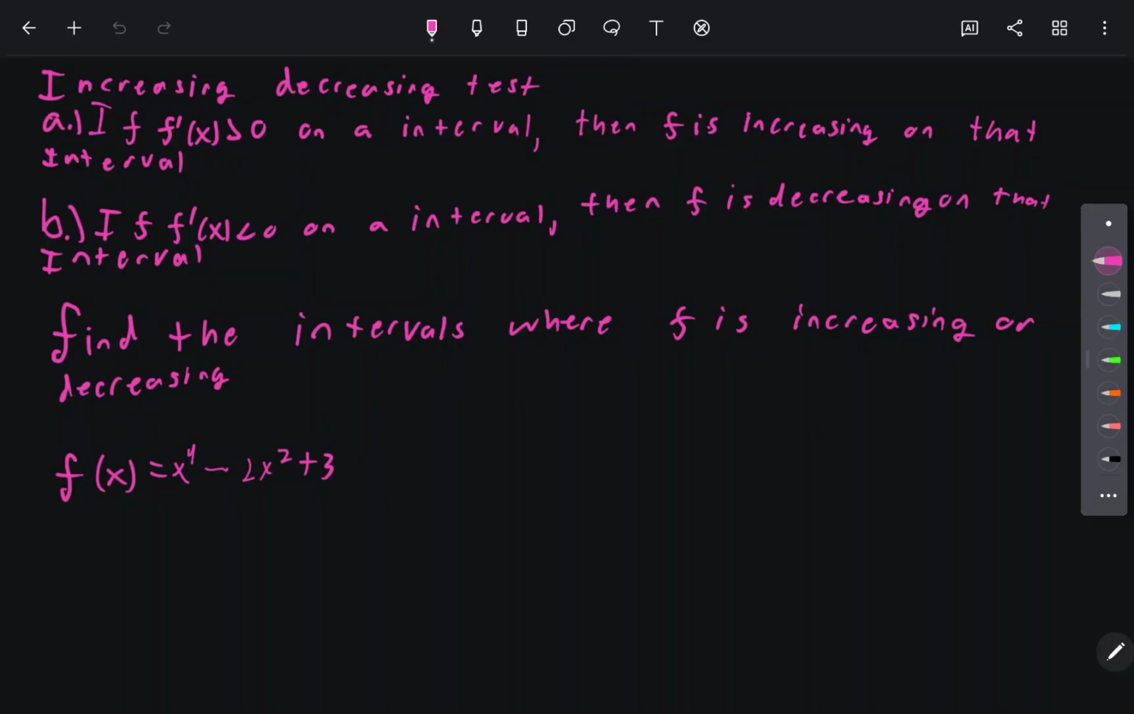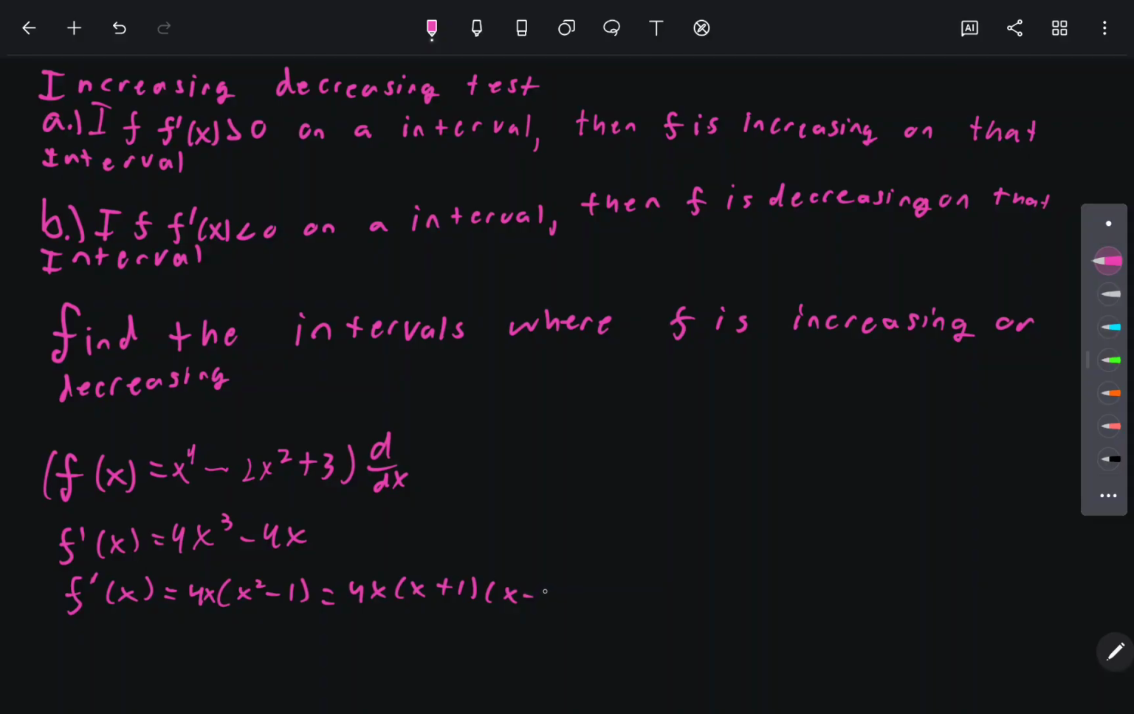So we want to now use that to find the intervals where f is increasing or decreasing. We need to first find this function's derivative. Alright, so we get f prime of x is equal to 4x cubed minus 4x. Then we're going to factor out a 4x, and that's going to leave us with an x squared minus 1, which is going to give us 4x, x plus 1, and then x minus 1.